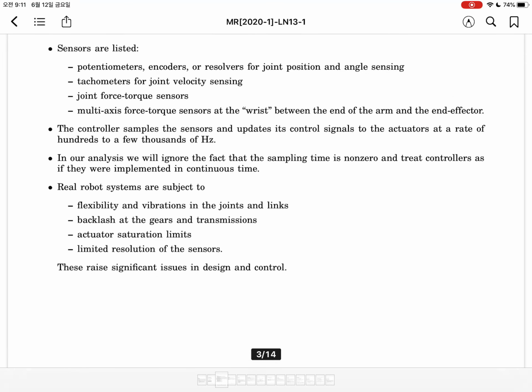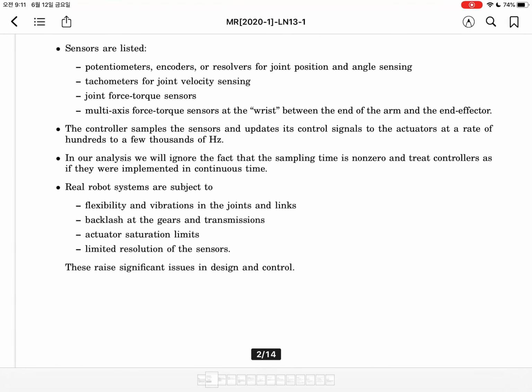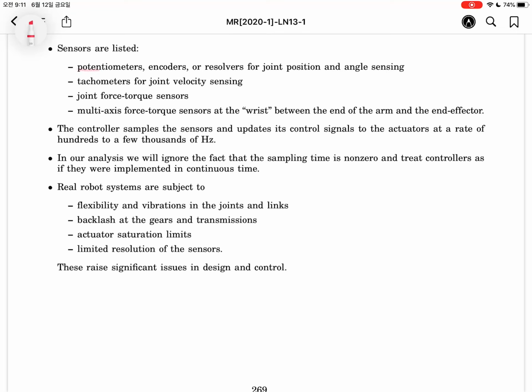Okay, sensor. Sensor is very important. Actually, the robot makes use of many kinds of sensors. Potentiometer looks like a variable resistance. Encoder is a digital device to measure the angle. Resolver is an analog device for joint position and angle sensing. The typical sensor will be the encoder. The tachometer is used for joint velocity.